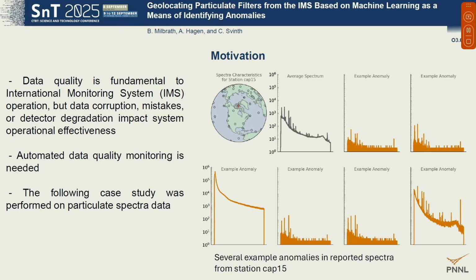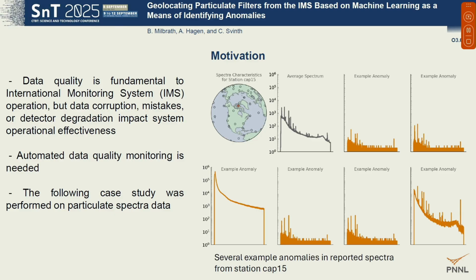So the IMS produces a lot of interesting data, and the quality of that data is very important. It can be corrupted or have noise issues, detectors degrade and so forth. So some way to automatically monitor the quality of that data is needed. This was a case study of ours based on particulate spectra data from the IMS to see what machine learning could do in that regard.